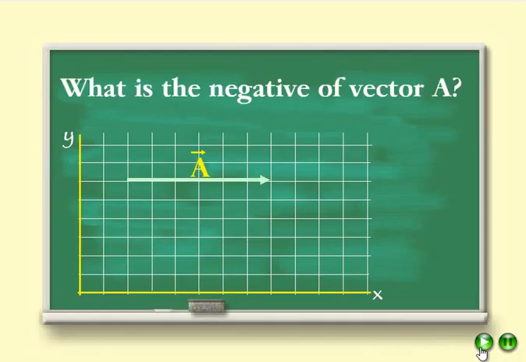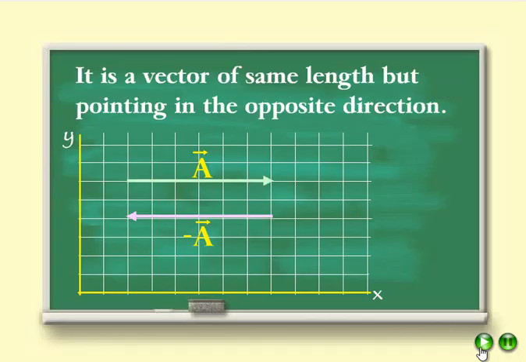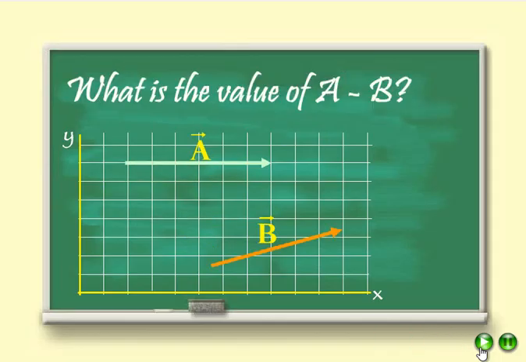Now let's learn about negative vectors, or subtracting vectors. The negative of vector A is a vector of the same length but pointing in the opposite direction. How might we find the value of vector A minus vector B?